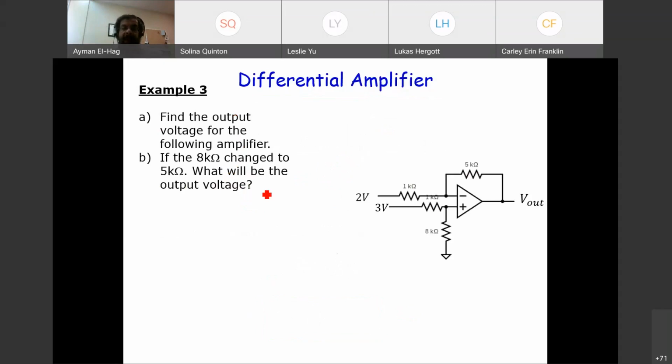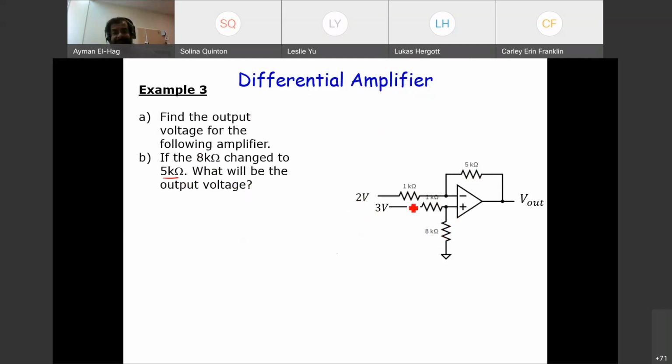this example. Here it says find the output voltage for the following amplifier. So this is 5 and 1, this is 8 and 1. So this is definitely not a differential amplifier because this ratio is not the same. Then the question says if this 8 kilo ohm we change it to 5 kilo, what will be the output? If we do this, then we will get the differential amplifier and we can get directly the output. So these are the two inputs, 2 volt and 3 volt here. And what we want to get now is the output.